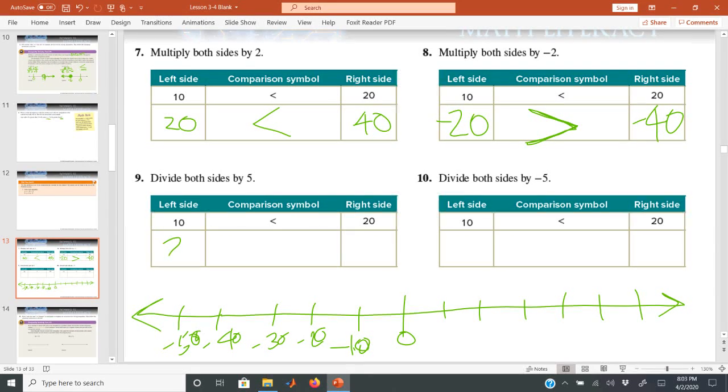Divide both sides by 2. Divide both sides by 5. So we have 2 and 4. Is 2 still less than 4? Yes, even though I divided by 5, the left side is still less than the right side. If I do that with negative 5, once again, positive divided by negative gives me a negative 2. And 20 divided by negative 5 gives me a negative 4.